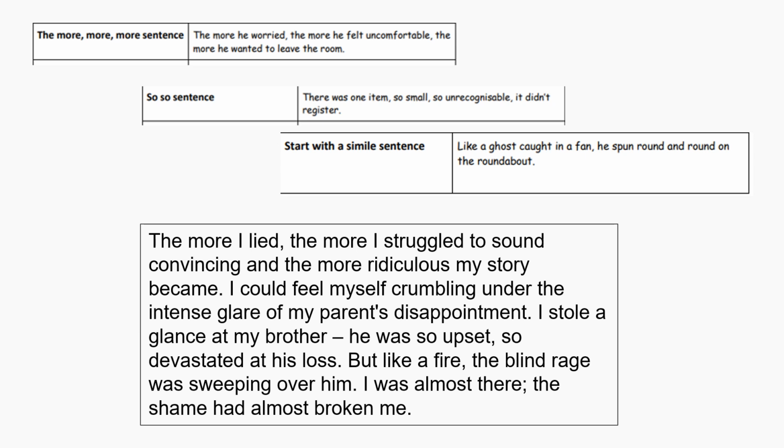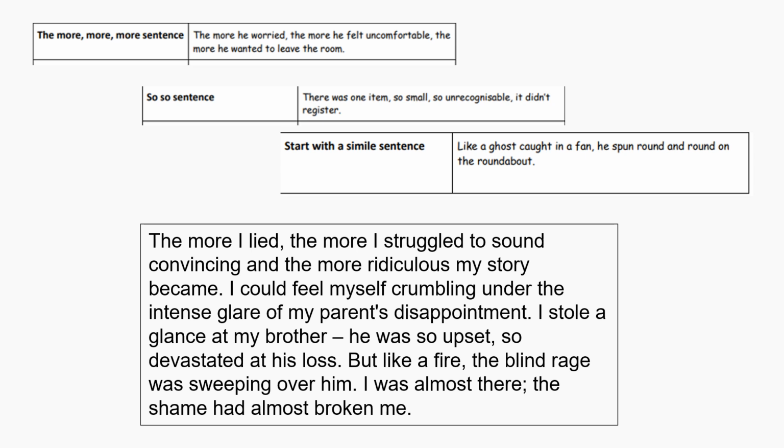And then there's start with a simile sentence. Ugh, I hate this example, I have to say. Like a ghost caught in a fan, he spun round and round on the roundabout. No, don't ever use that. That's just awful. So I've started my sentence with a simile, but I've changed my simile to be more sophisticated, year 11. So let's have a look how I've redrafted that paragraph.